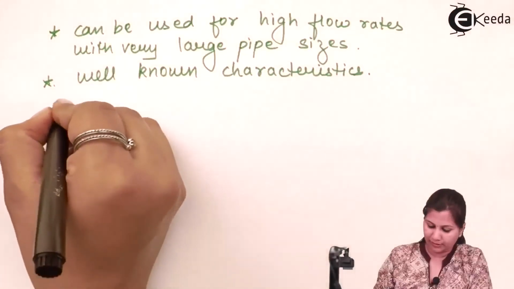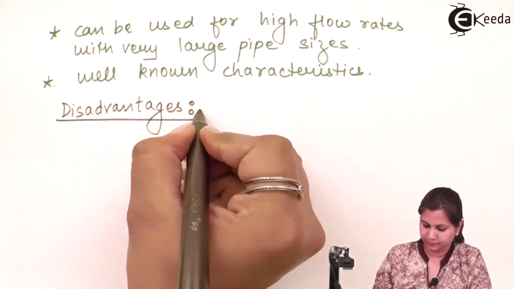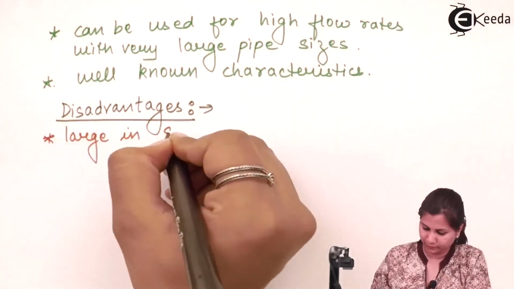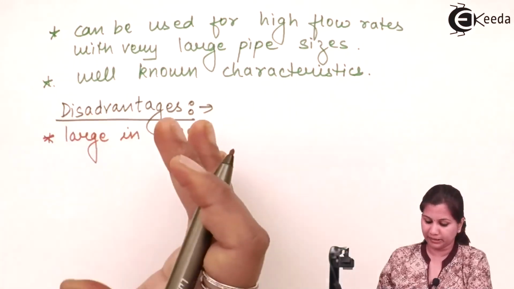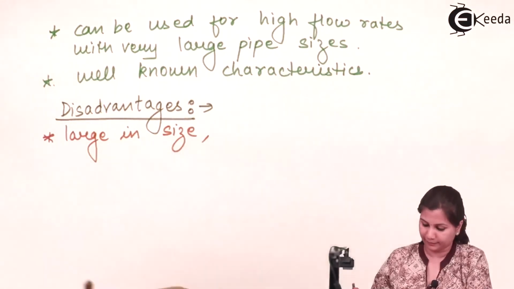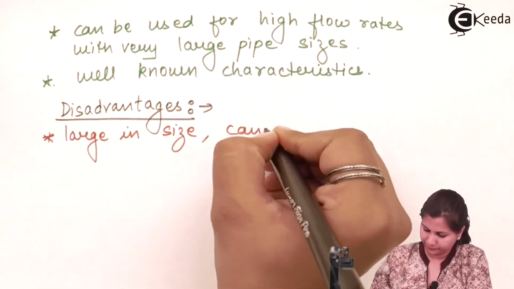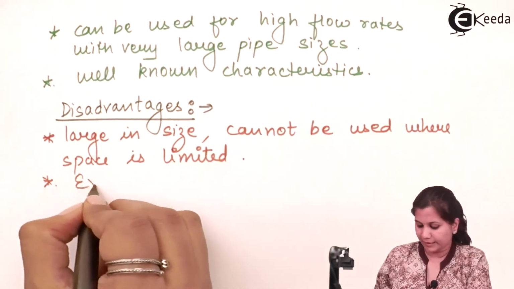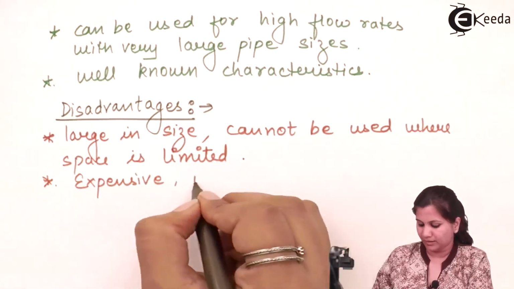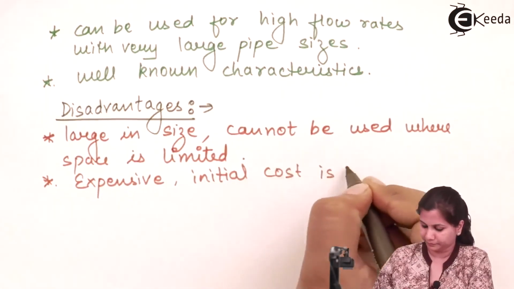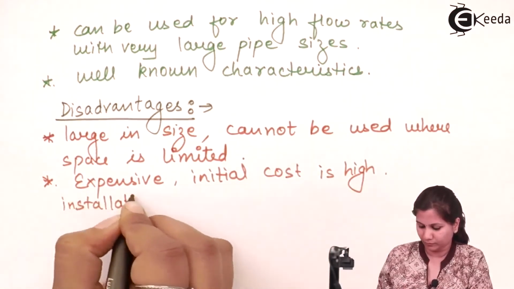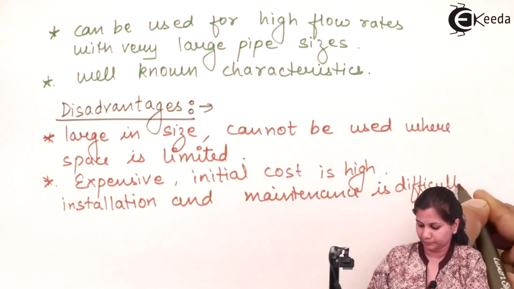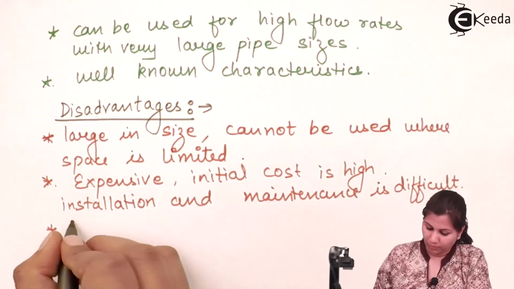Now comes its disadvantages. The disadvantage of Venturi tubes are that they are very large in size. So hence their space is limited and they cannot be used in those conditions where the space is very limited to us. They are expensive, means their initial cost is very high. And their installation and maintenance is difficult. Also, they require a long laying length.